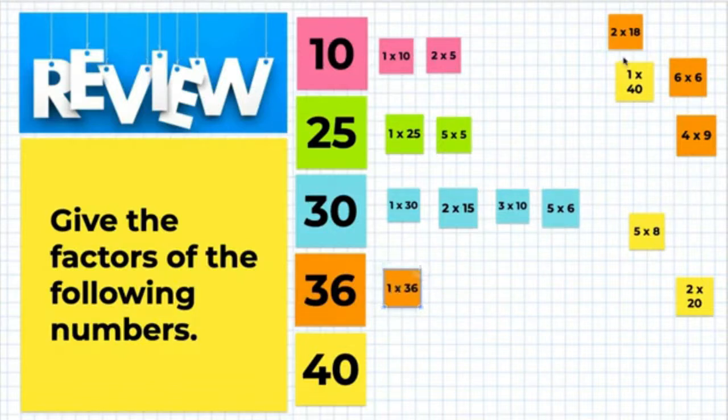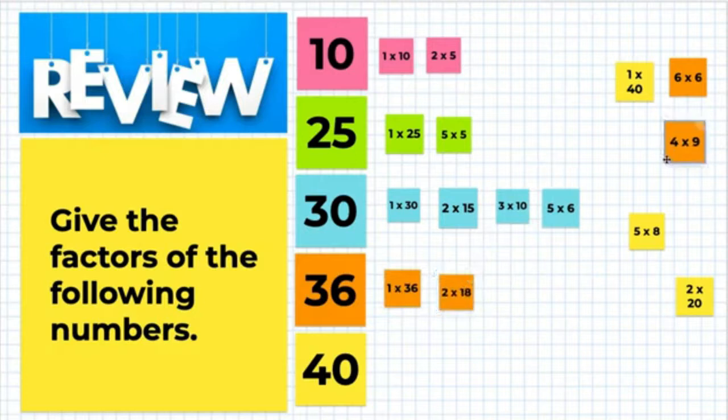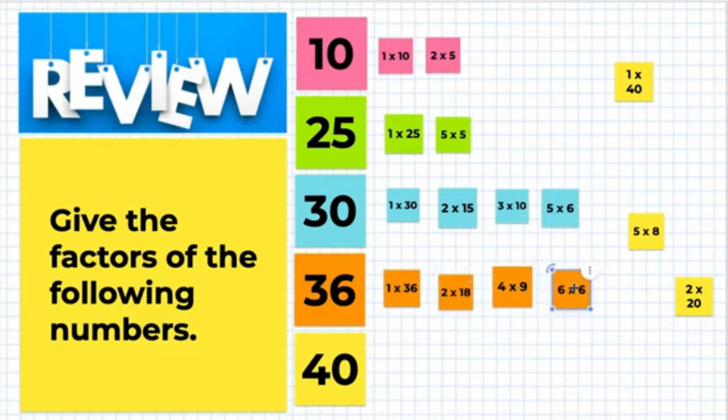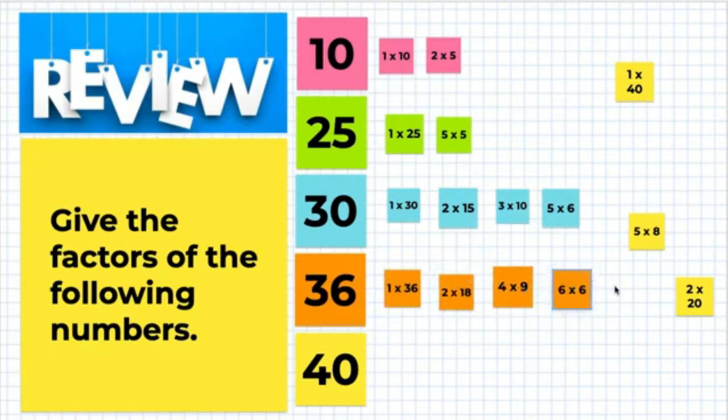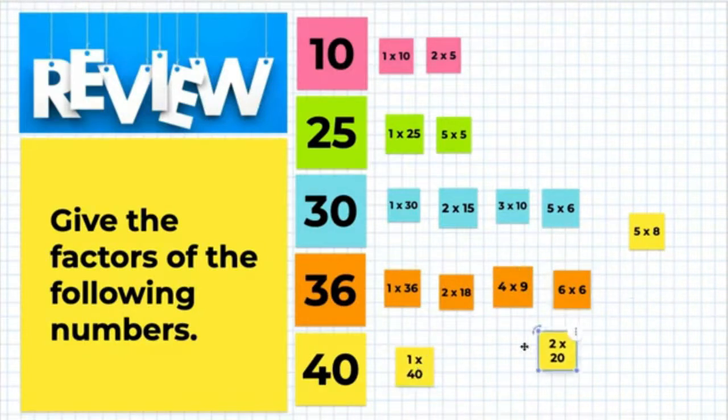Actually, it's not hard. You just try to find out the factors. Okay. How about 36? You can have 1 times 36, 2 times 18, 4 times 9, 6 times 6. So these are the factors of 36. Now, let's have number 40. We can have 1 times 40, 2 times 20, and 5 times 8. So when we say factors, those are the numbers we multiply to get a product.